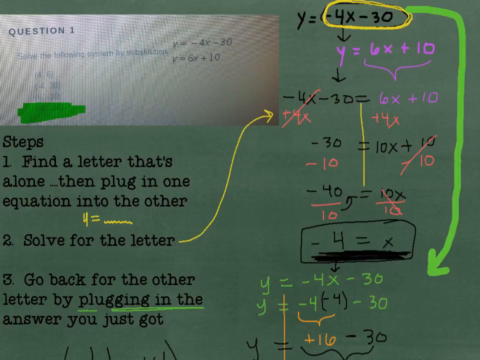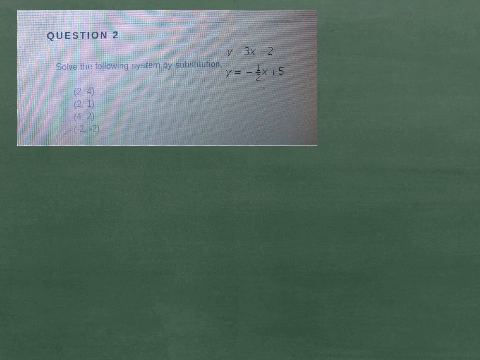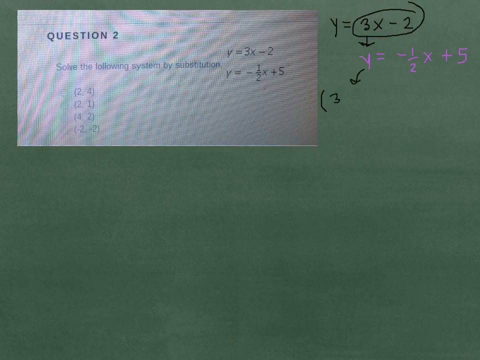Let's move on to question number 2. This question is the same, so I'm going to go ahead and do the same steps. Refer to your steps in order to follow along with what I'm doing. So I'm going to plug this top equation into the bottom equation wherever I see a y. So instead of a y, I'm going to put 3x minus 2. I don't have to put the parentheses, so I'm going to erase that parenthesis there. I really don't need it.